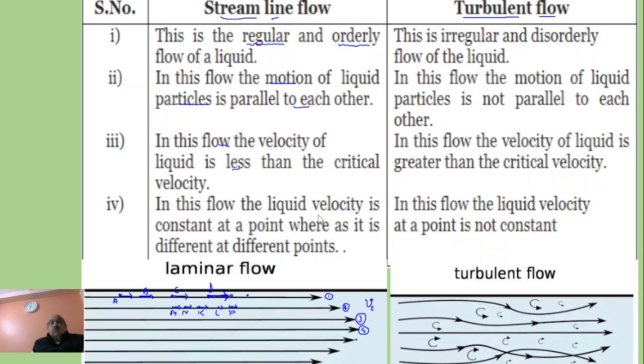In this flow, the liquid velocity is constant. It means the velocity of each particle is constant, whatever the position of the particle.